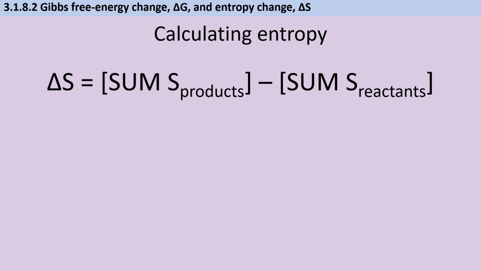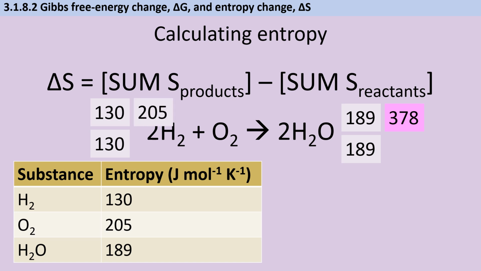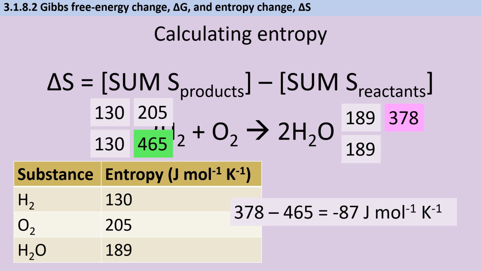Every chemical has a value of entropy, and we can use these to calculate the entropy change of a reaction where we subtract the reactants from the products. So for instance here, water is 189 and there are 2 moles of water, so we would double that to give us a total of 378. Hydrogen is 130, so 2 moles of that would be 260, and then we add on the 205 for oxygen, so that gives us 465. 378 take away 465 gives us an entropy change of minus 87. So we're getting less entropy because actually this is becoming more organised.